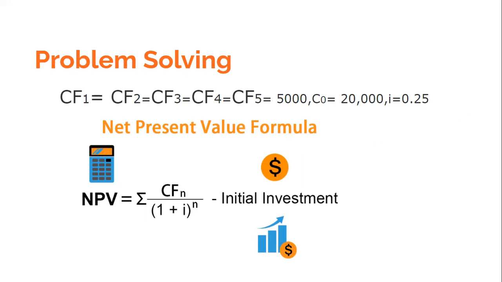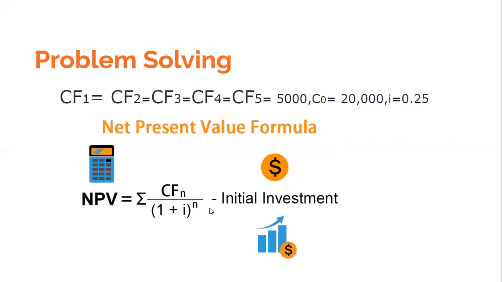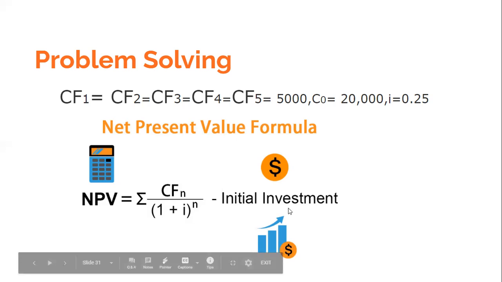This doesn't mean that the total saving is 25,000. It's not 5,000 plus 5,000 plus 5,000 plus 5,000 plus 5,000, that is, 5,000 five times is 25,000. That is not the savings. We need to calculate the real value, the present value of these savings, and for that, the discount rate is given to be 25%. So how do you calculate that? The formula is CF1 upon (1 plus 0.25) raised to 1, plus CF2 upon (1 plus 0.25) raised to 2, plus CF3 upon (1 plus 0.25) raised to 3, plus CF4 upon (1 plus 0.25) raised to 4, plus CF5 upon (1 plus 0.25) raised to 5, where CF is 5,000 in each case. That becomes the present value, minus the initial investment of 20,000. That is how you calculate the net present value.